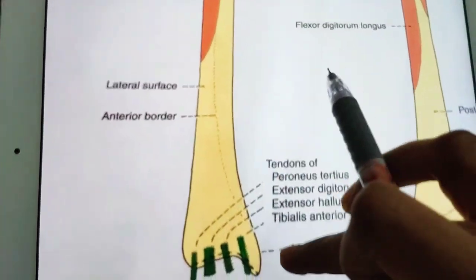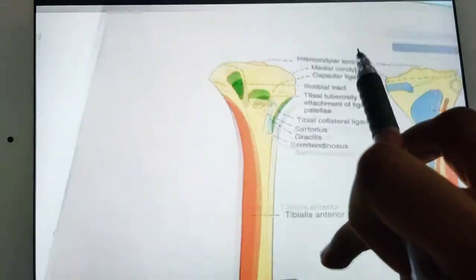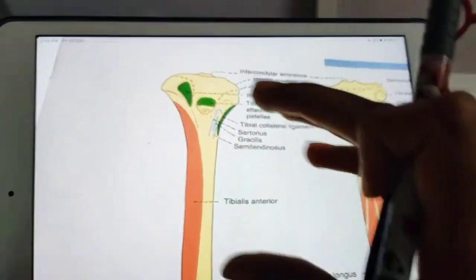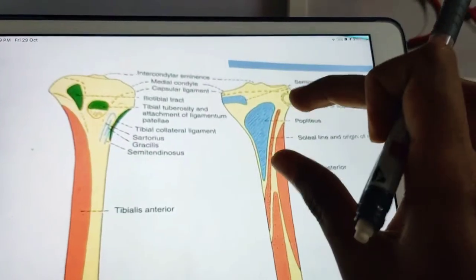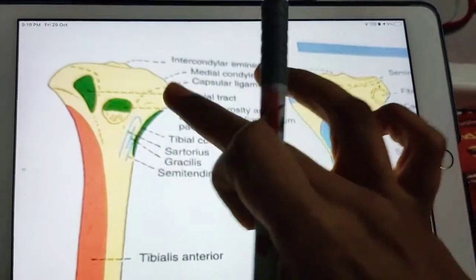You can see you have the medial side here. So this will be the medial side, and actually this is the anterior side of the tibia and this is the posterior side. Okay, now let us start with the medial condyle.